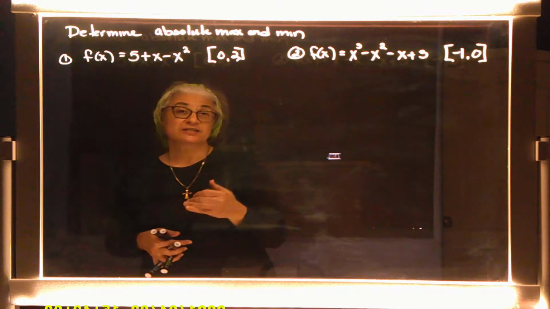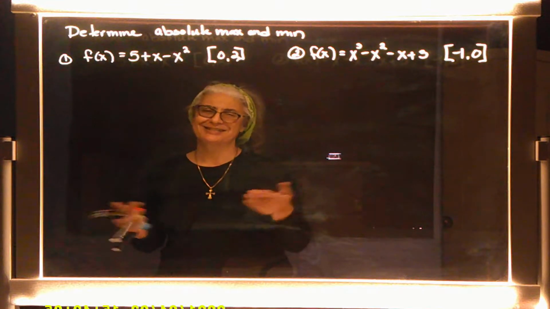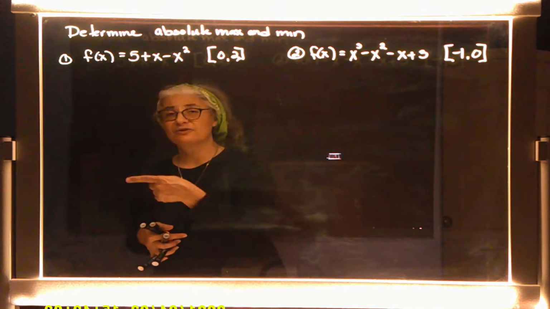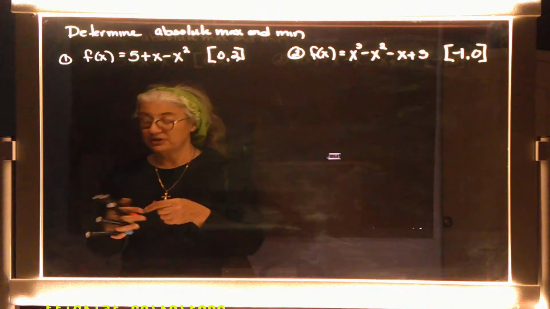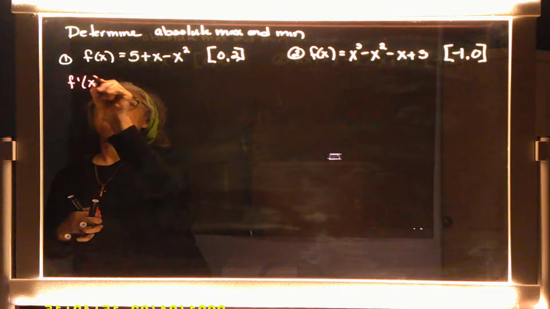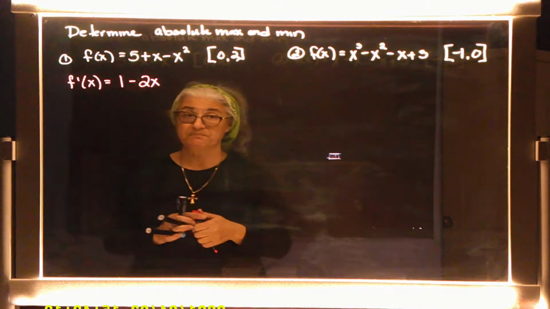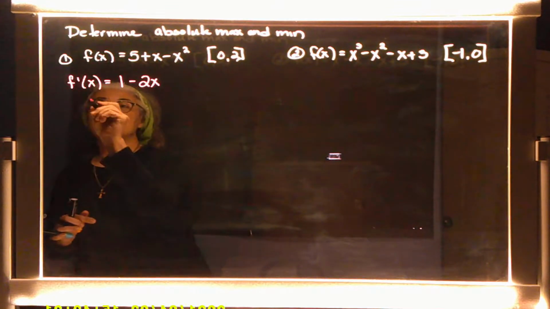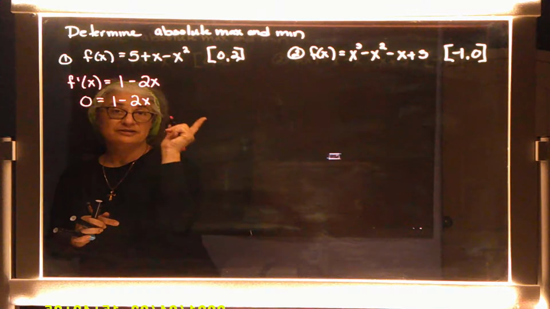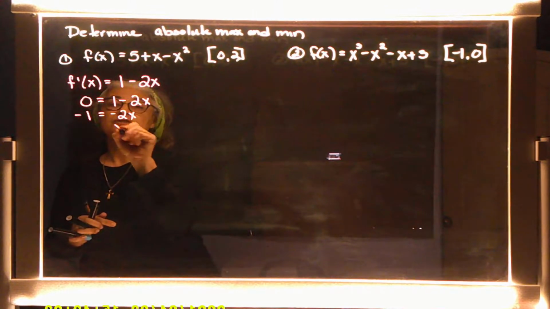So, first things first, we're going to find the first derivative. Why? Because I need to find the critical values. Remember, first derivative implies go find those critical values. So, find the first derivative. What do we have? 1 minus 2x. Agreed? Find the critical value, which means set it equal to 0 and solve for x, right? So let's move things over.